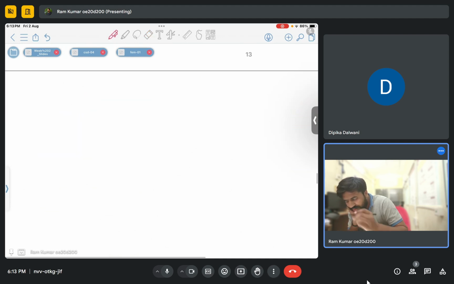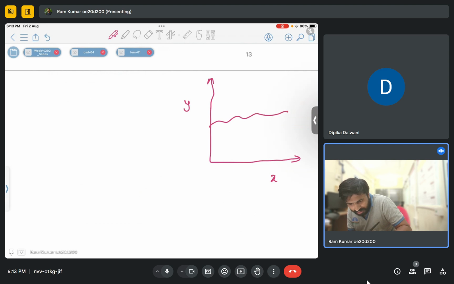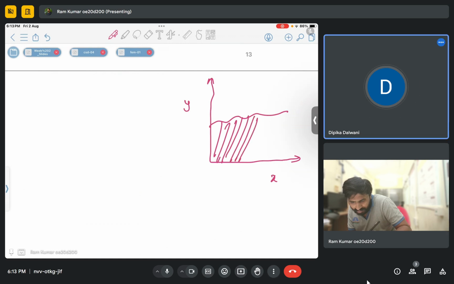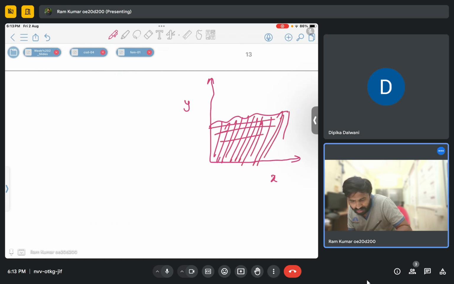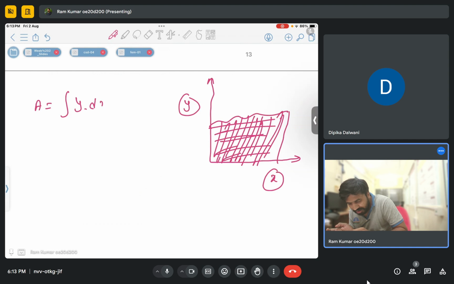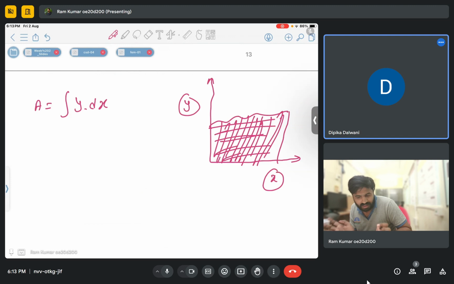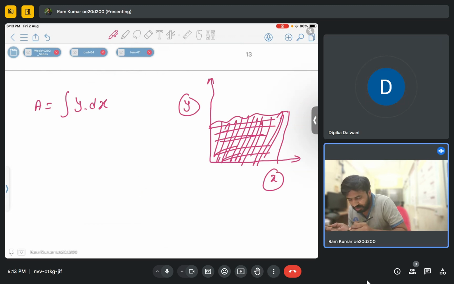For example, I want to calculate the area under some function of x, and I just want to calculate this much area. This is our x, this is our y. So we say area A equals the integration of y dx, right? Y can be a function of x, so area equals the integration of f(x) dx.